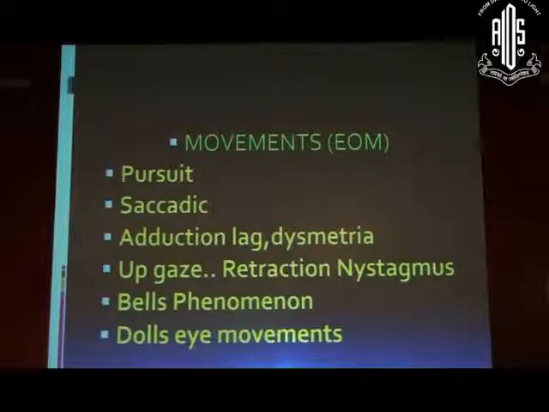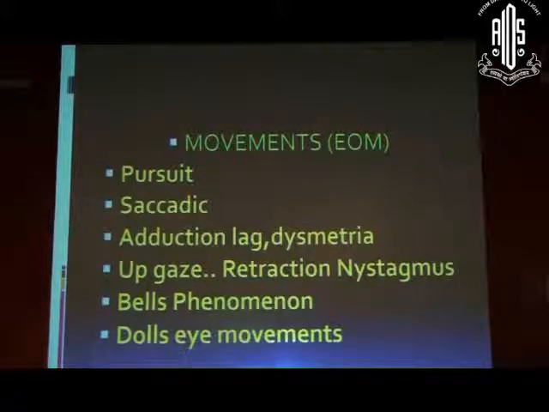See for any overactions, all these things. All these things you are supposed to write down. Then see for Bell's phenomenon. The reason why I'm having a movement problem, but Bell's phenomenon is present, that means you are dealing with a case of supranuclear palsy. Normally we don't give a case of supranuclear, but they will ask you questions.